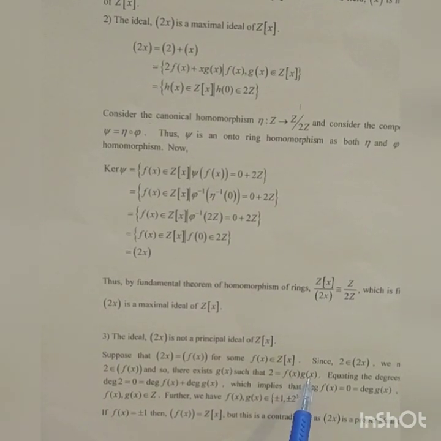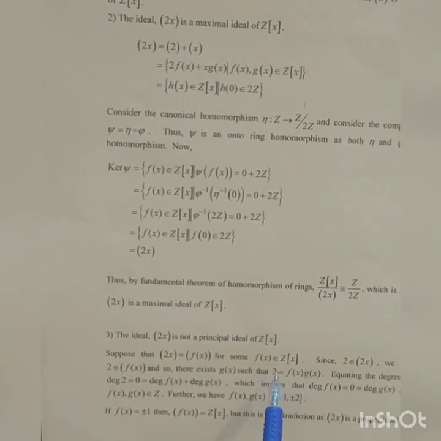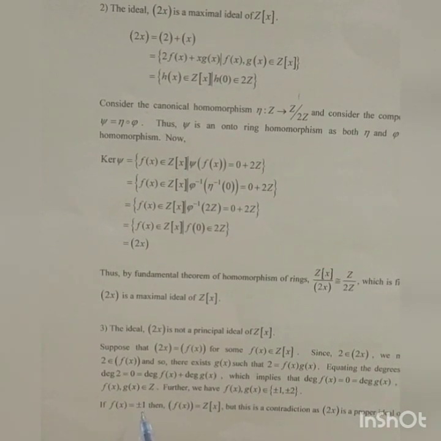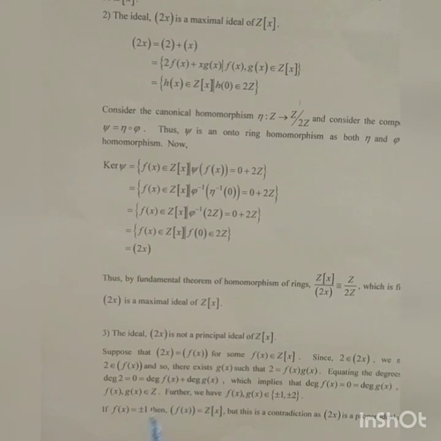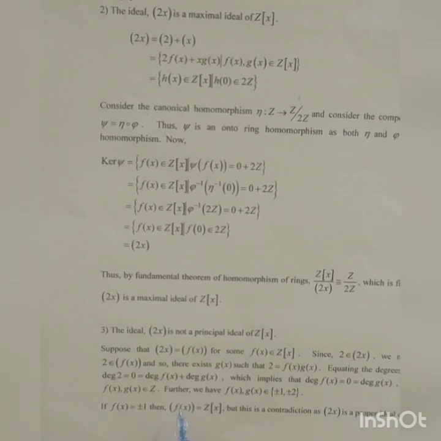If g of x is plus or minus 1, then f of x will be plus or minus 2, so that their product will always be equal to 2. That means f of x and g of x can take the value either plus or minus 1 or plus or minus 2. For the time being, suppose f of x is plus or minus 1, then we'll see what happens. Then the ideal generated by f of x is nothing but simply the ideal generated by 1 or minus 1.